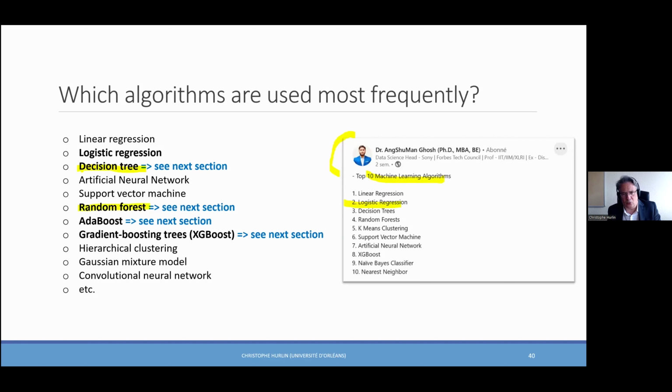But today what we find in general are the ensemble methods, and especially bagging, so the random forest, and the boosting methods with AdaBoost and gradient boosting trees, so XGBoost. Why? Because it is well known that these methods give you better forecasts compared to others. That's why what we find here are XGBoost, random forest and decision tree. Do you have any question?